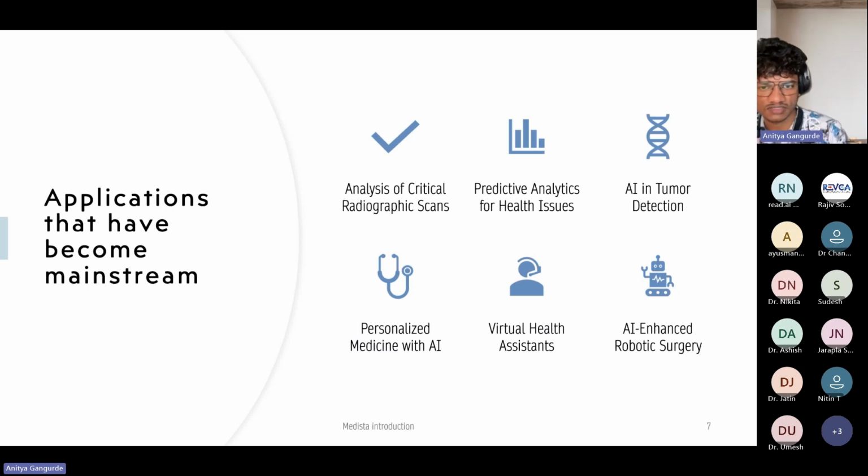We also have AI in tumor detection. This is again a similar application with computer vision, but it can also take all the medical information of a patient, from their scans to their past history, and then predict whether they will develop a tumor or they have a tumor right now.